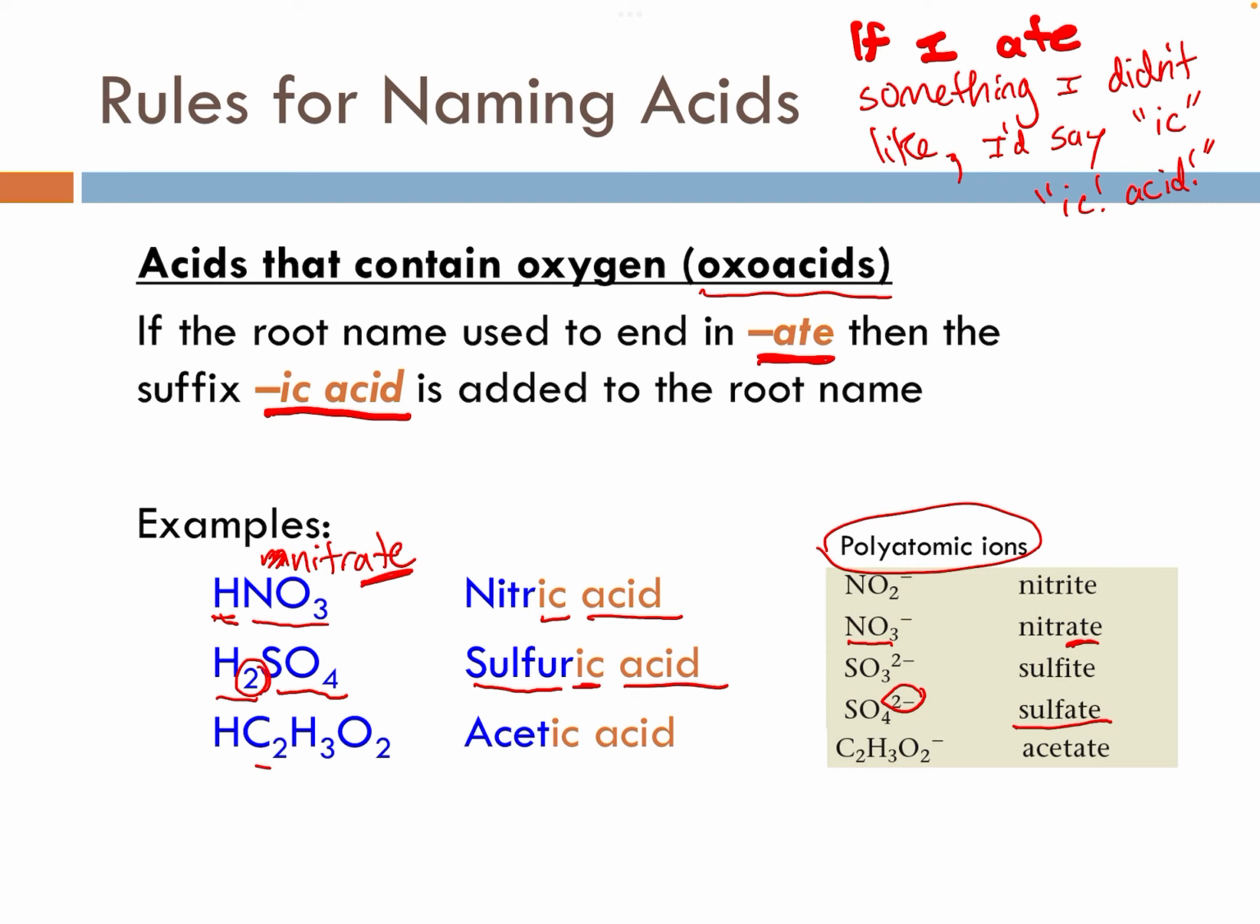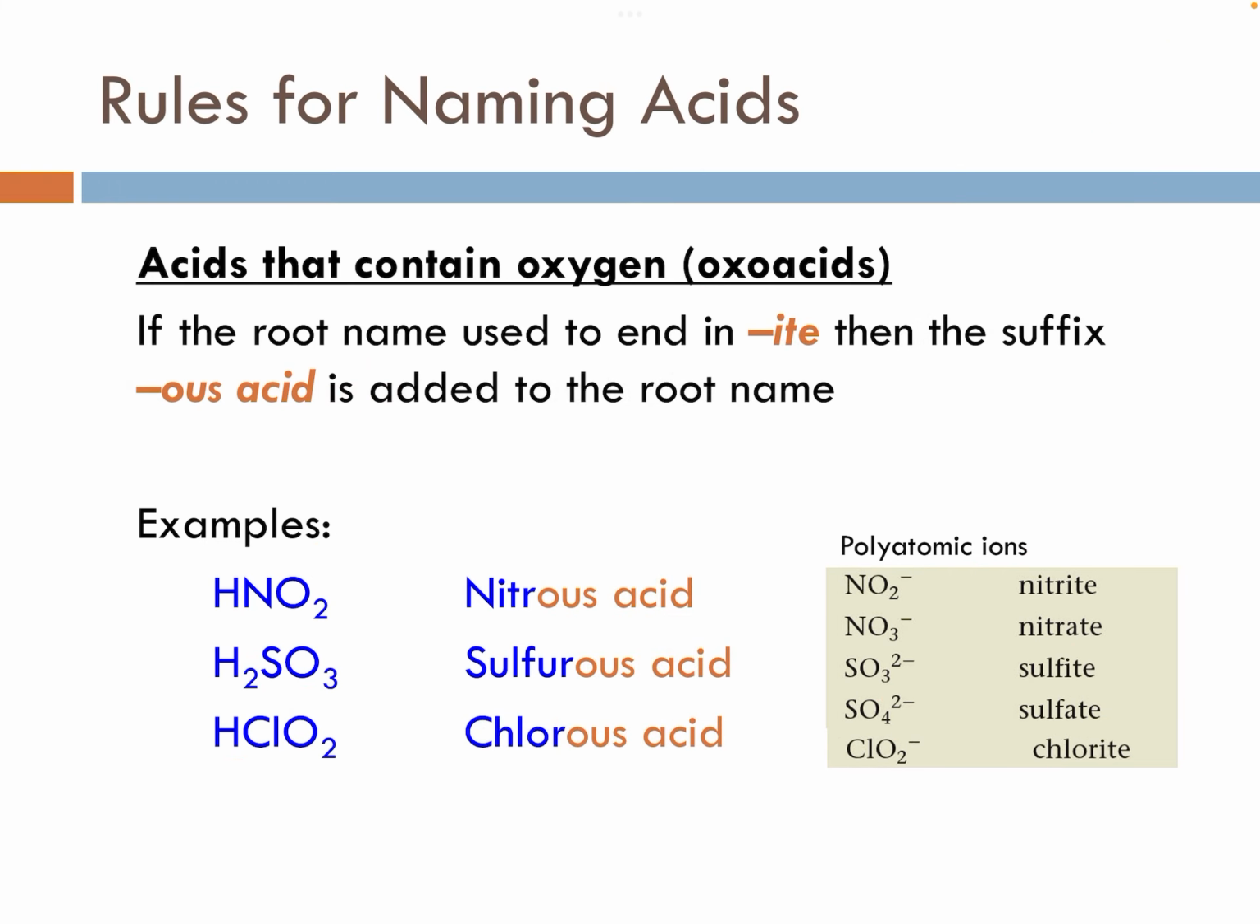Or here is acetate. So this is another one of your polyatomic ions, acetate. If I want to make it an acid, then I just have to bond in a hydrogen, and instead of acetate, it'll become acetic acid, so ic acid at the end. So that's for all of the polyatomic ions that end in ate. What about all the ones that end in ite? That is what we'll do next.